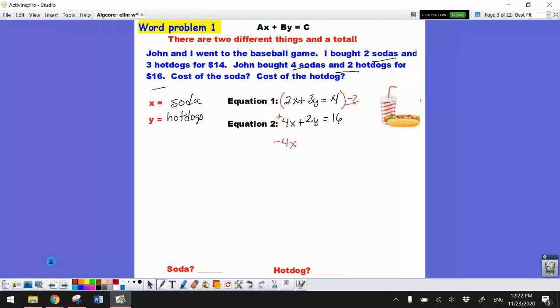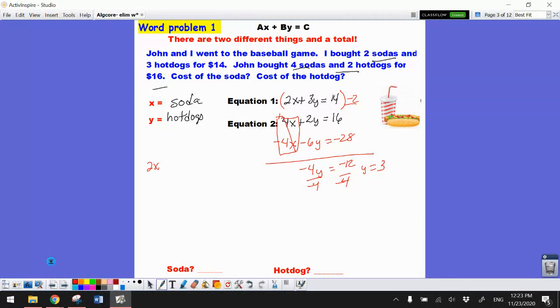So negative 2 times 2, negative 4. Negative 3 times 2 is negative 6. And negative 2 times 14 is negative 28. Here are my additive inverses. They are gone. 2 plus negative 6 is a negative 4. And 16 and a negative 28 leaves me with a negative 12. So I'm dividing by negative 4. Y is 3.